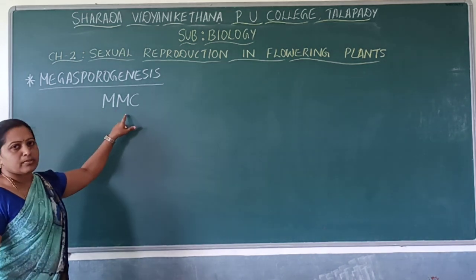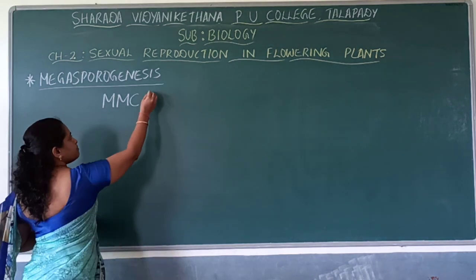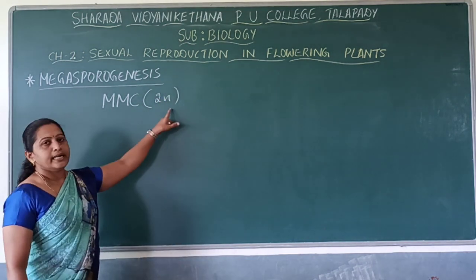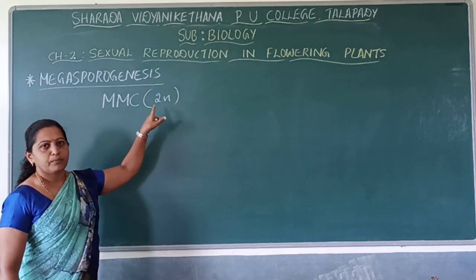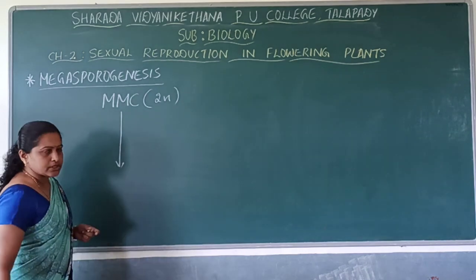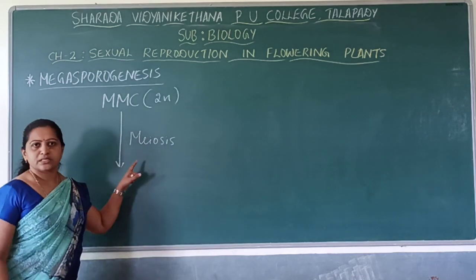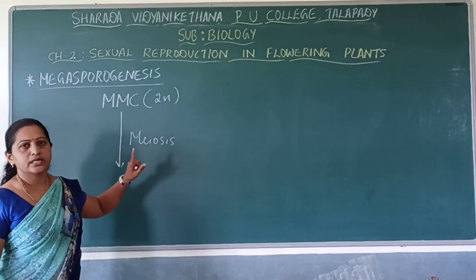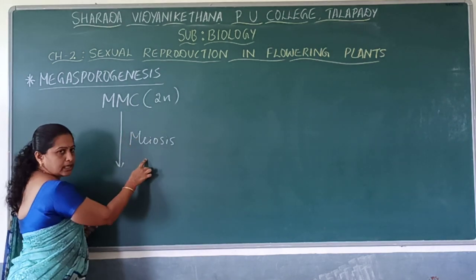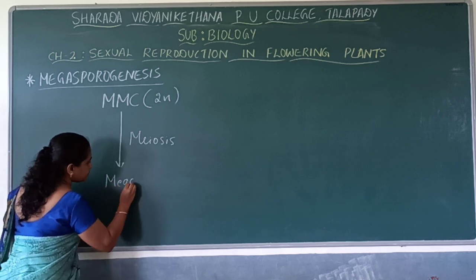The megaspore mother cell can be abbreviated as MMC. This megaspore mother cell has the ploidy condition of diploid. This diploid megaspore mother cell undergoes a type of cell division known as meiosis. What type of cell division is meiosis? Meiosis is a reductional division. So the megaspore mother cell, which is diploid, undergoes meiosis to form megaspores.